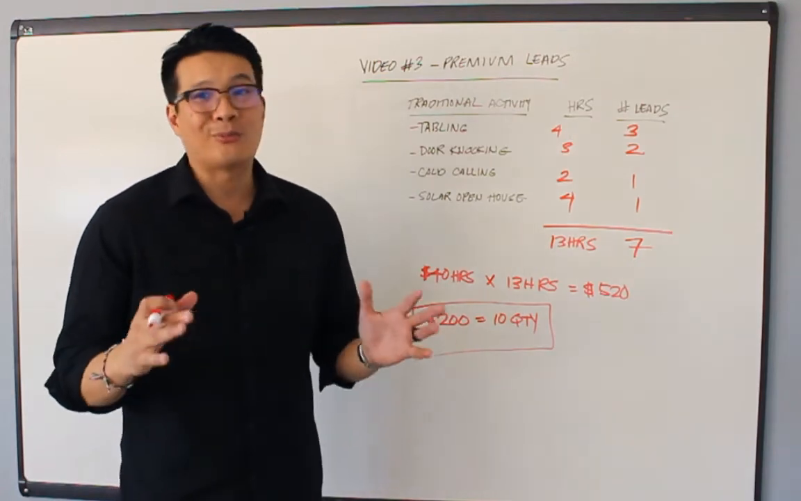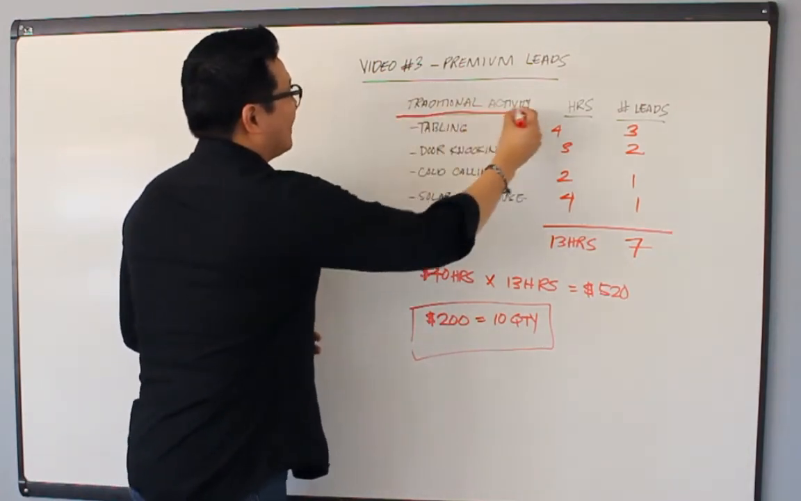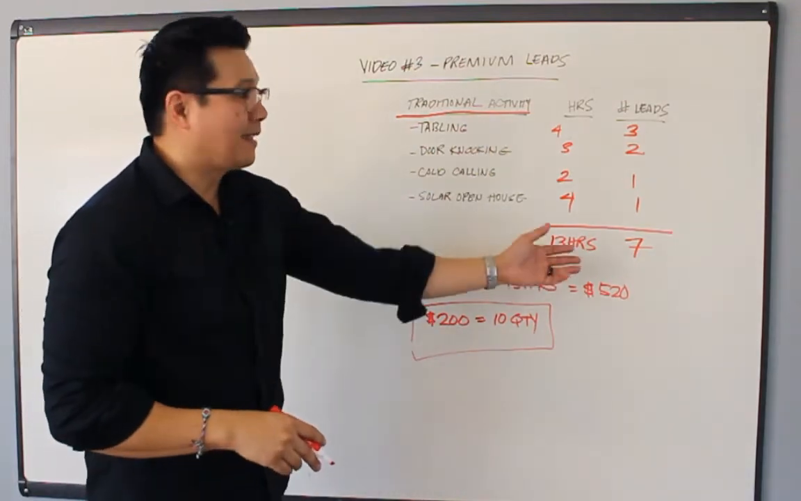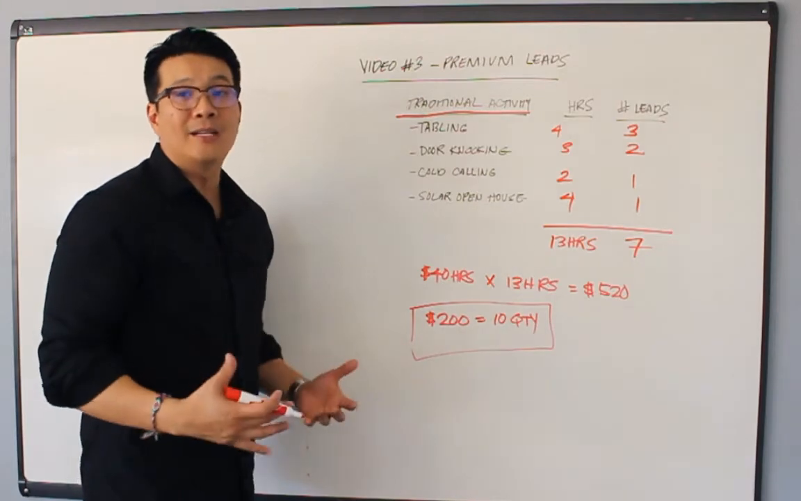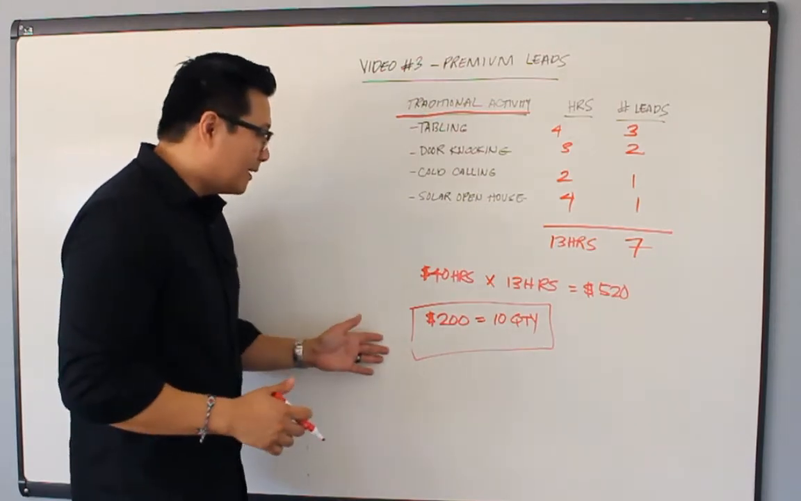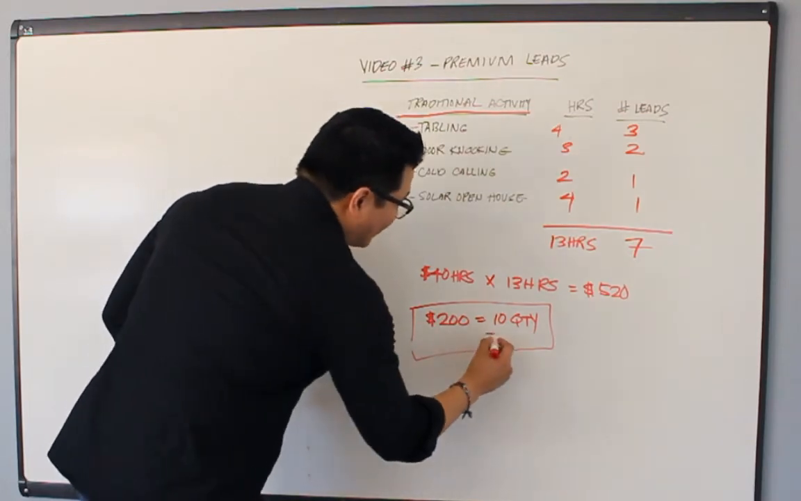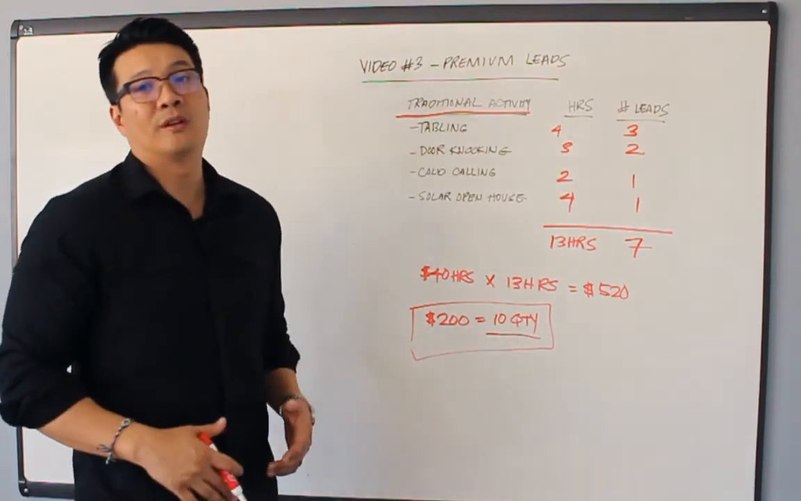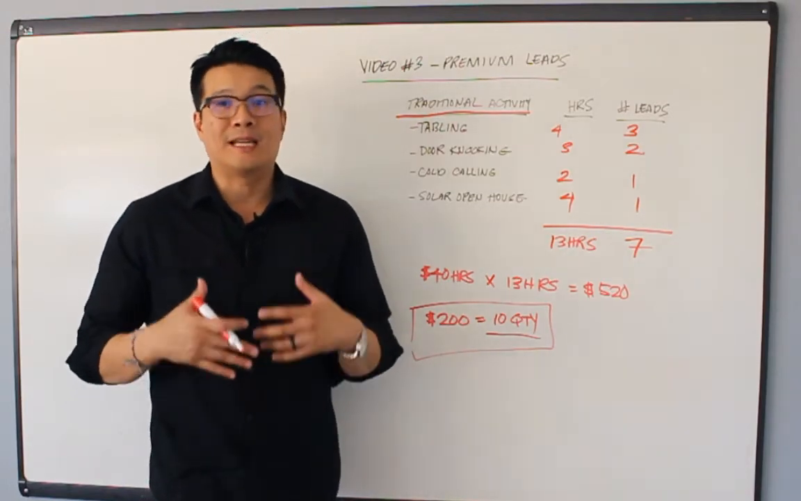So which route would you rather take? Would you rather do the traditional way of getting 7 leads for 13 hours, or the way that I'm going to show you tomorrow, how you can get premium solar leads with a click of a button, and you're going to get 10 of them for $200 or less than $200? So imagine how much more time you're going to be able to get back.